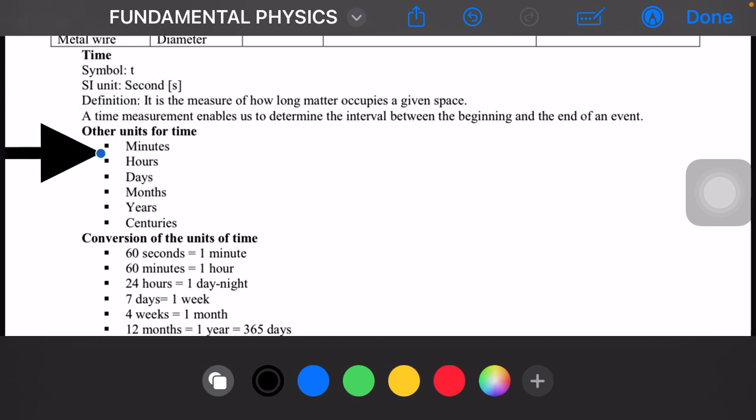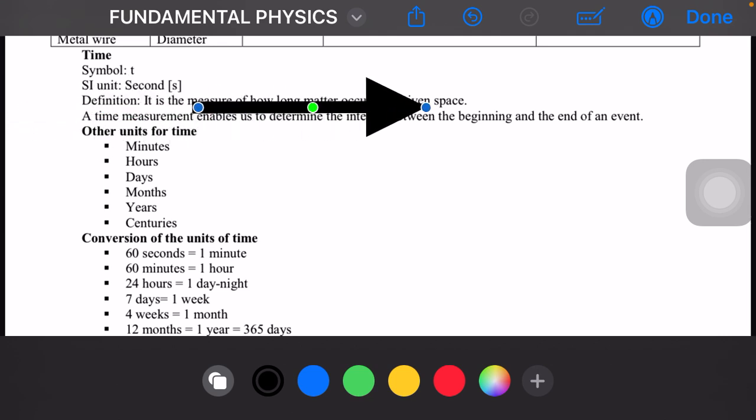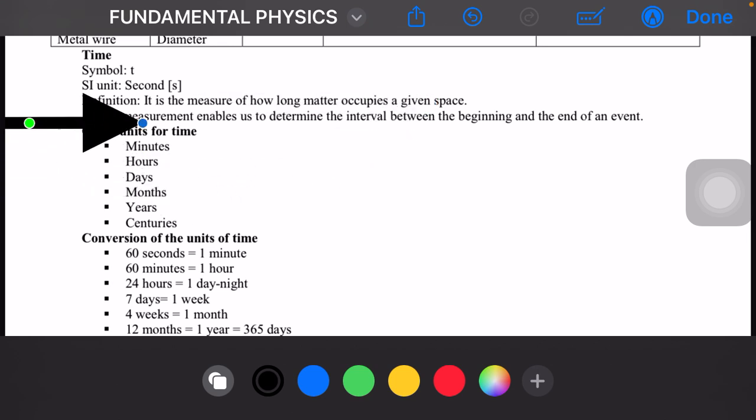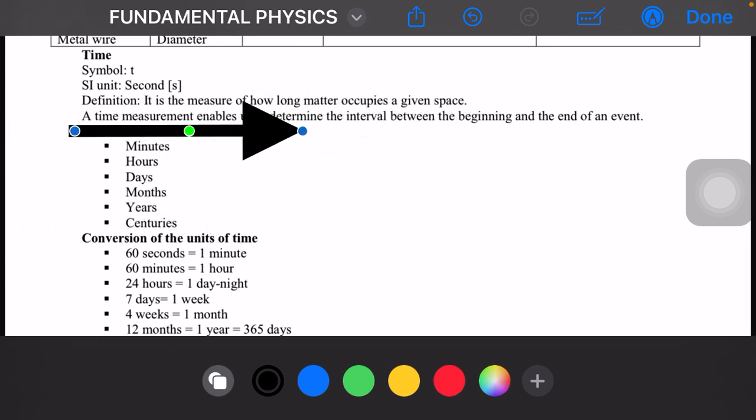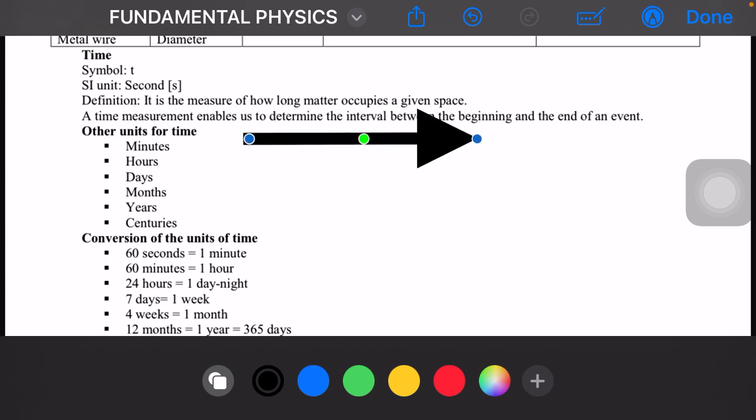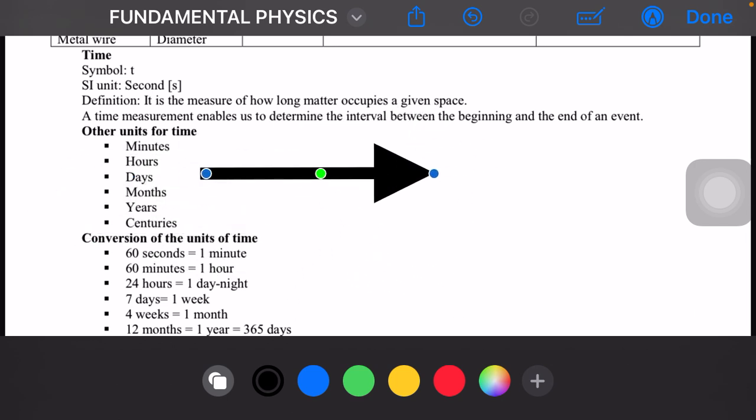So, definition: what is time? Time is the measure of how long matter occupies a given space. So that's the definition of time. A time measurement enables us to determine the interval between the beginning and the end of an event. So time helps us to determine the beginning and the end of an event.